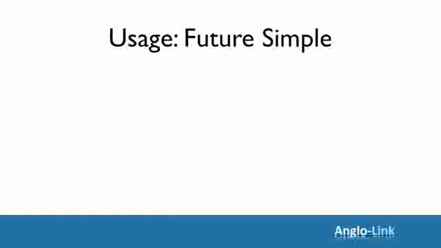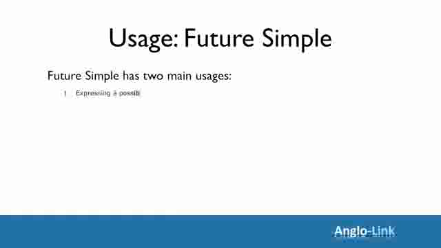Let's move on to usage now. Future simple. Future simple has 2 main usages. The first one is to express a possibility in the future. And in this case, we usually put in an expression of possibility in our sentence. Expressions such as I hope, I think, maybe, probably.